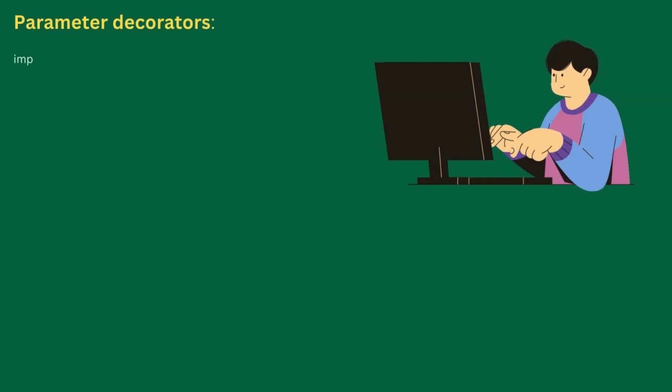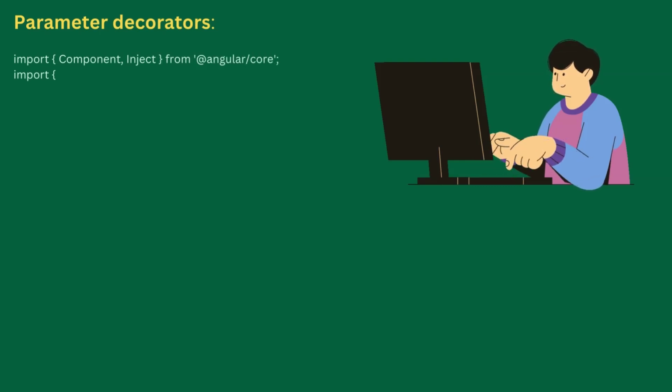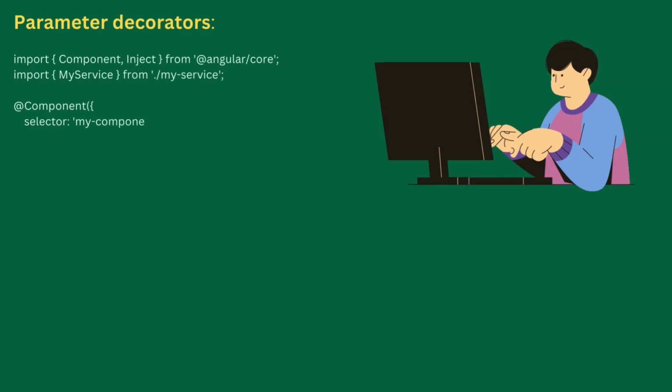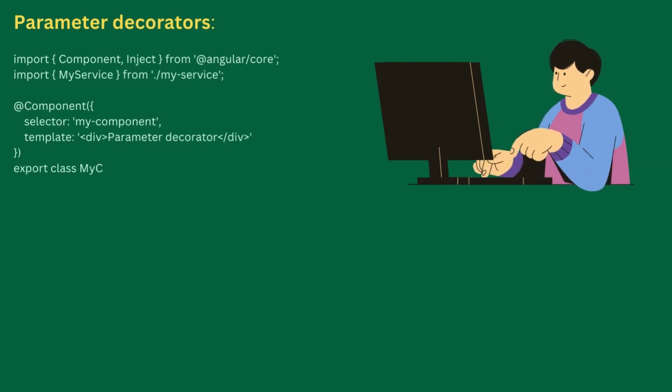Example of parameter decorators. Here we import Component and Inject decorators. Also import the service, that is MyService, from the path. Under the @Component decorator, we have the selector for the component, that is my-component, and the template is a div tag with the text parameter decorator. Inside class MyComponent, under the constructor, we inject MyService which was imported, and it has an instance, myService. Using log, we can see the response from the MyService instance.